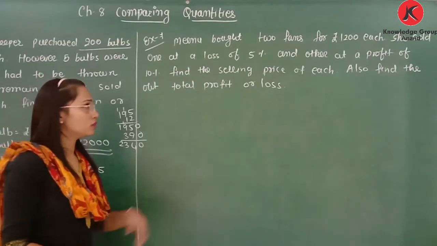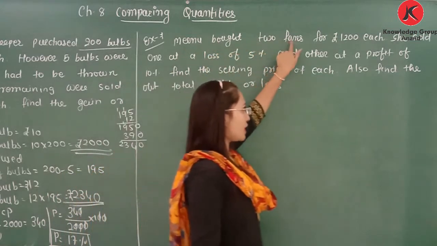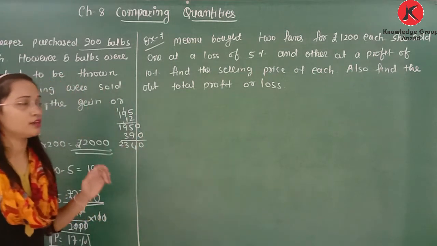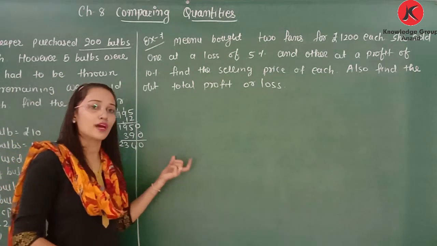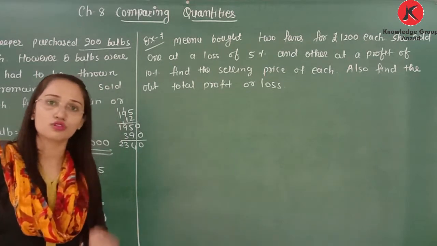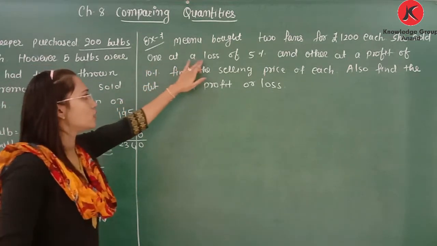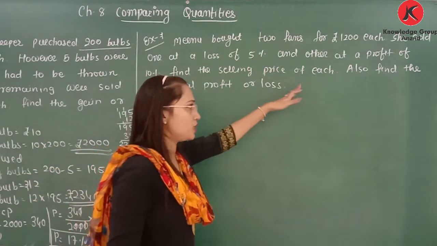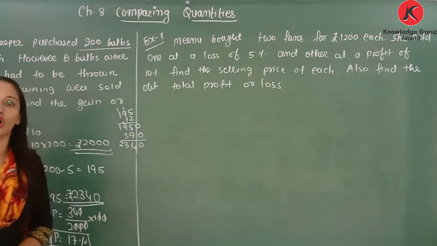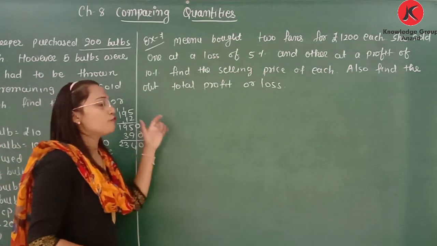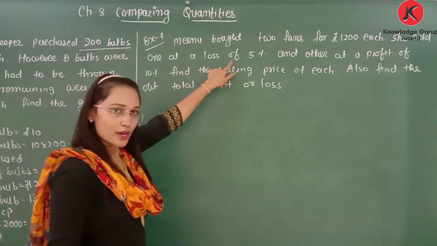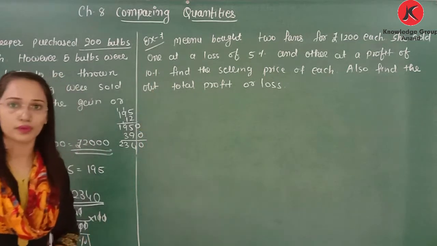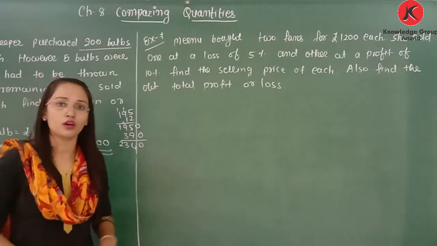Now example 7. Meenu bought 2 fans for 1200 each. 2 fans are there. 1200 for each means the price of one fan is 1200 and the price of the second fan is also 1200. She sold one at a loss of 5% and the other at a profit of 10%. Find the selling price of each and also find the total profit or loss. So here the first fan is sold at a loss of 5% and the second fan is sold at a profit of 10%. So we have 2 examples here, first for a loss and second for a profit.